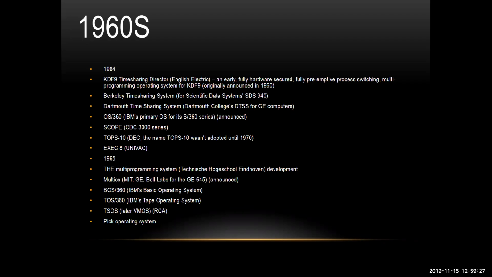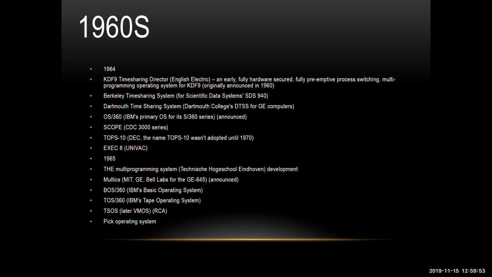And then we also had the TOPS-10 system. It's a discontinued operating system from Digital Equipment Corporation for the PDP-10 mainframe computer family. And we also had EXEC 8. It is the operating system for the Unisys ClearPath Dorado family of mainframe systems.